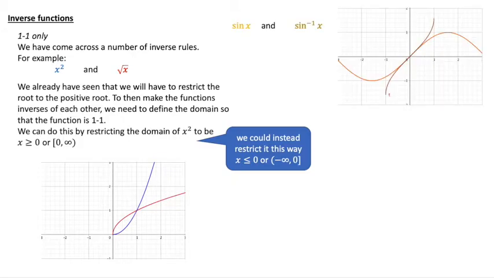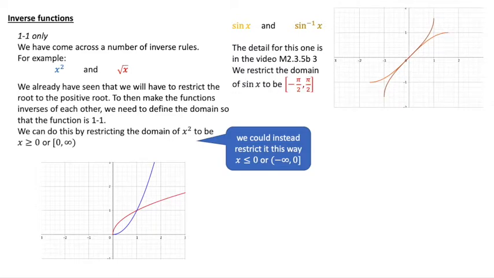Now sine x and sine to the minus 1 of x. We can see that the sine curve is multivalued. In fact, we know it carries on forever, so all y values come from lots of x values. So we have to restrict it. The detail for this is in a video M2.3.5b3, which is called Inverse Trigonometric Functions, I believe. But anyway, what we do is restrict the domain to be from minus pi by 2 to pi by 2, and so we can again see that that makes it one-to-one.